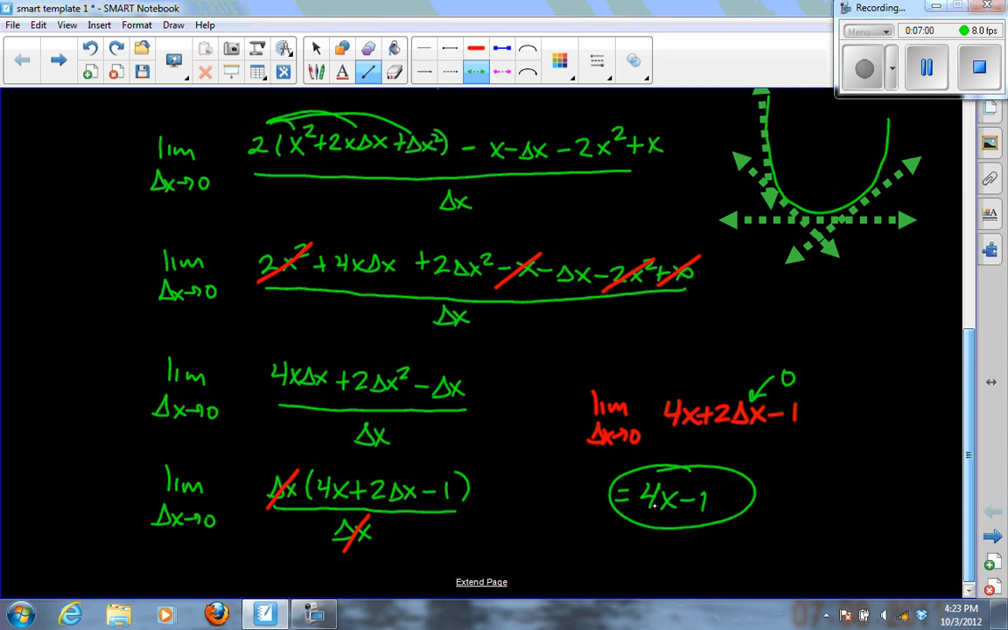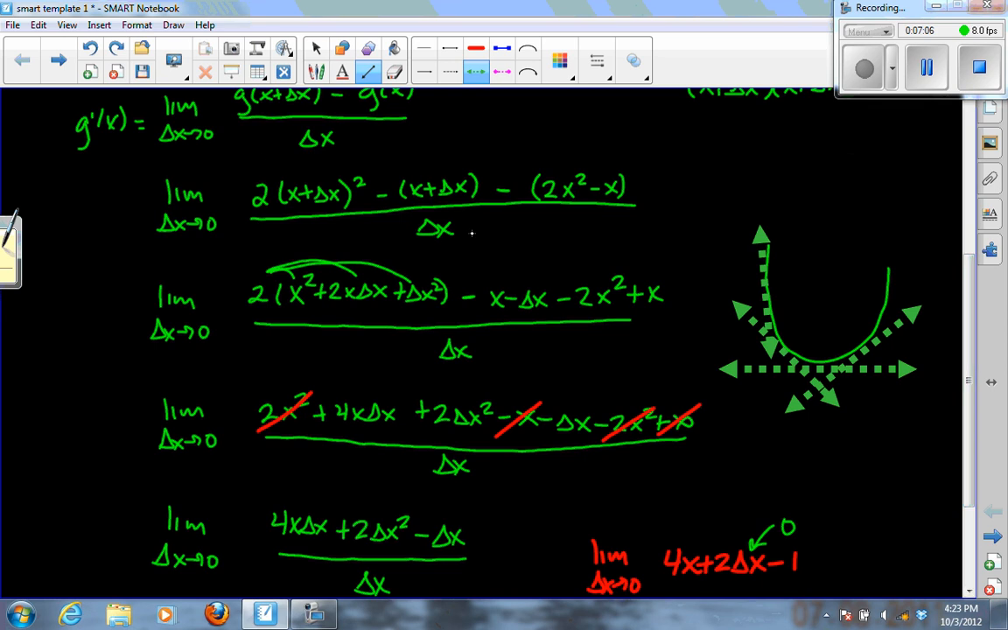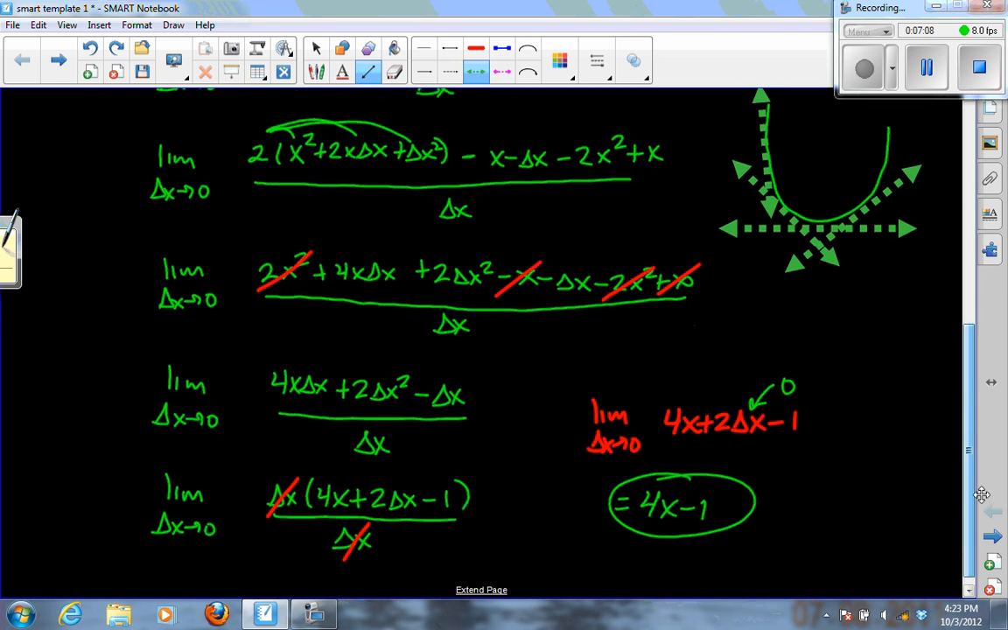For instance, if I said find this slope at x equals 3, then the slope of the tangent line for this equation, this g function, when x equals 3 is 4 times 3 minus 1, or 11. So that's how you do that.